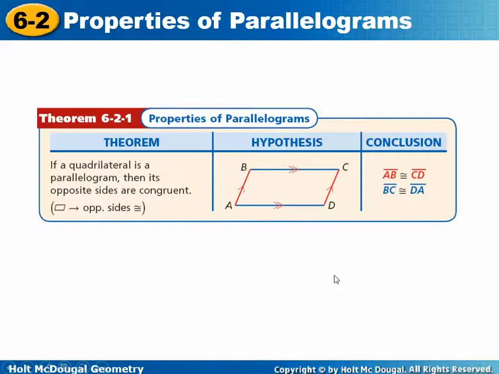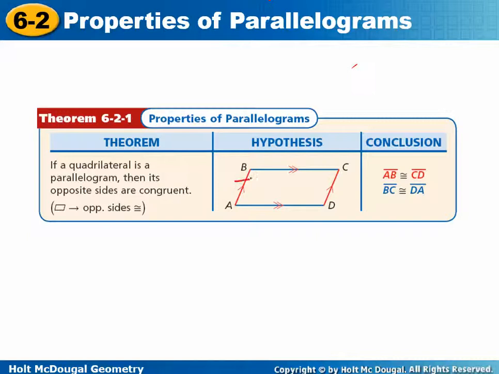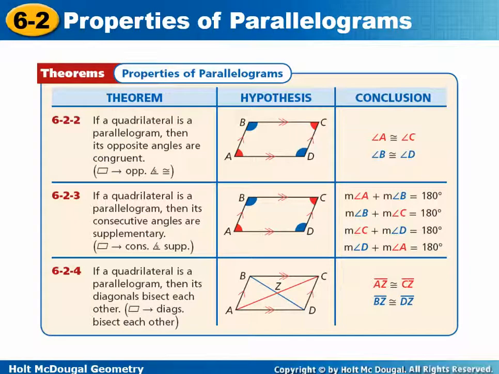Our first property is that if a quadrilateral is a parallelogram, then its opposite sides are congruent. So in addition to having opposite sides be parallel, the opposite sides are also going to be congruent. So AB will be congruent to CD, and BC will be congruent to DA. We have more theorems. If a quadrilateral is a parallelogram, then its opposite angles are congruent. So in this picture, angle A is congruent to angle C, and angle B is congruent to angle D.